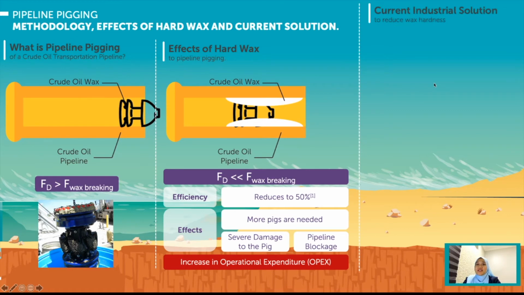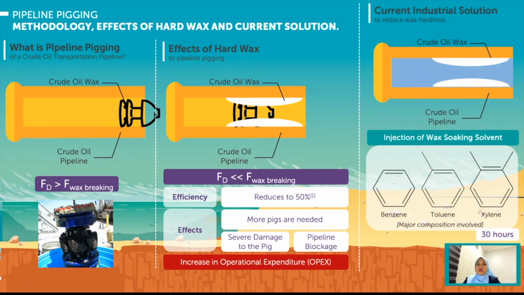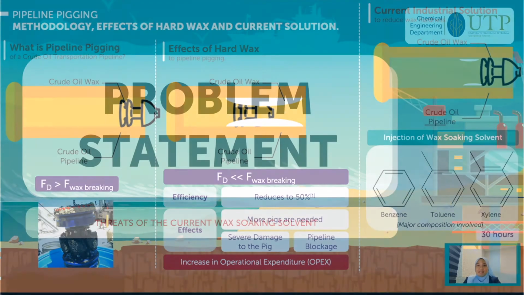The current industrial solution to curb this problem is by injecting wax soaking solvent for at least 30 hours prior to pipeline pigging. The objective of doing this is to soften the hard wax before launching the pipeline pig inside the pipeline. And the major composition involved is benzene, toluene, and xylene.